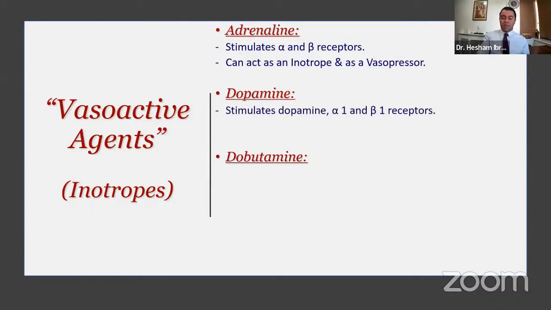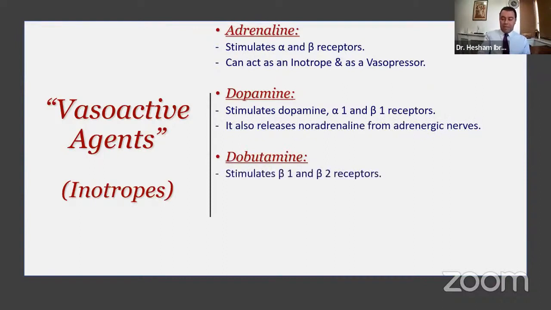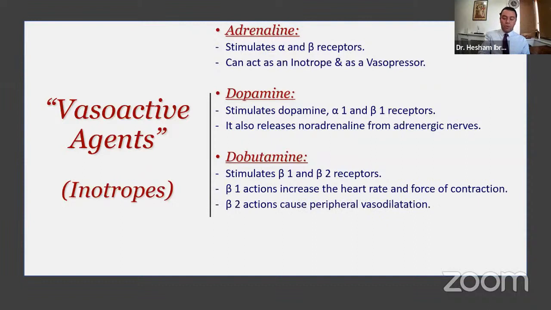The dopamine stimulates the dopamine and the alpha-1 and the beta-1 receptors. So again, it has both inotropic and vasopressor actions, and it also releases noradrenaline from the adrenergic cells. So the dobutamine is a bit of a special one. It works only on the beta receptors, so it acts on beta-1 and beta-2. And the beta-1 action increases the heart rate and the force of the contraction. So it's a good inotropic drug. But the problem is the effect on the beta-2, it will cause vasodilatation. So this might drop the blood pressure.